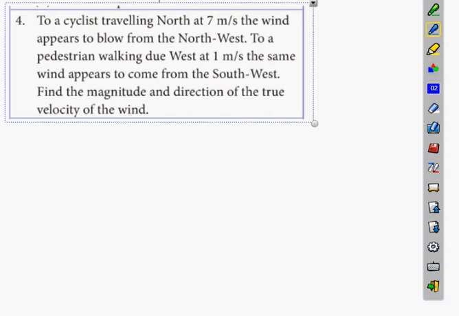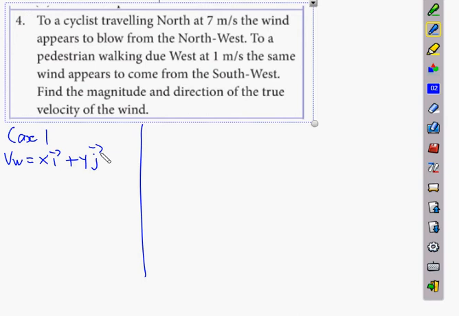What we're looking at here is two scenarios, or two cases. We call this case 1. In case 1, we're always going to set the wind as xi plus yj because we know nothing about it. That's the velocity of the wind.